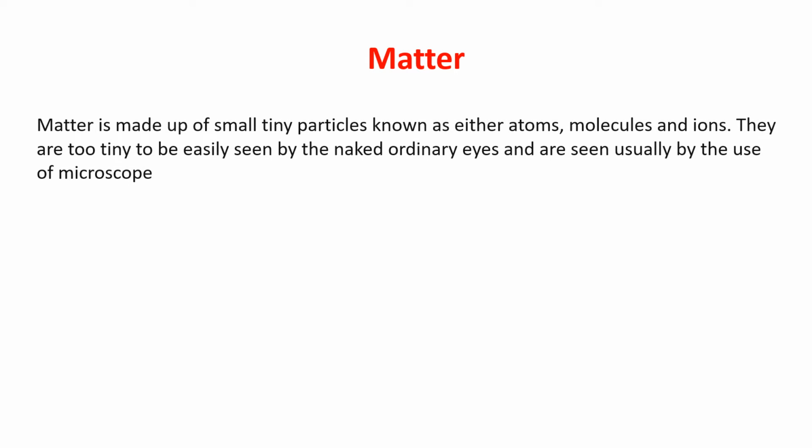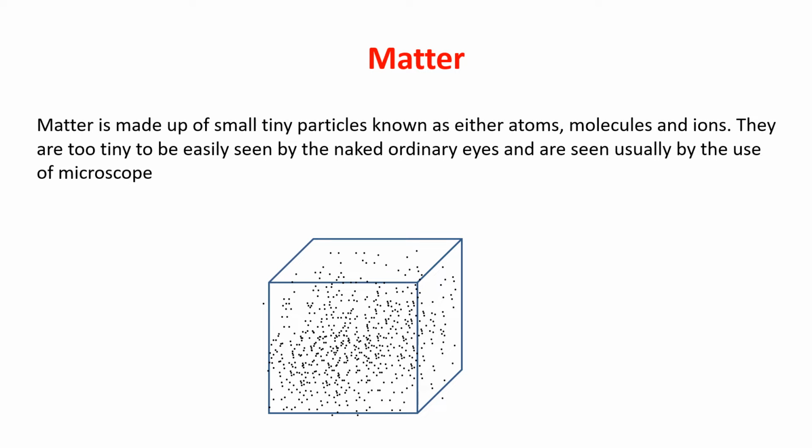Matter is made up of small tiny particles known as either atoms, molecules and ions. They are too tiny to be easily seen by the naked ordinary eyes and are seen usually by the use of a microscope.